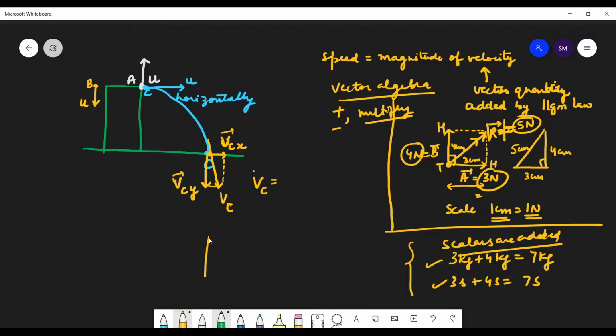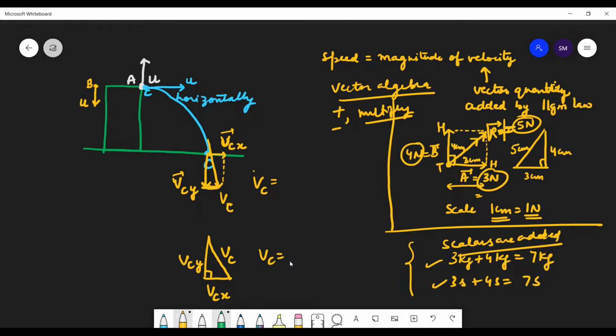So this magnitude is VCX. This will also be VCX. So this is VCX magnitude. This is VCY. So what will be VC?